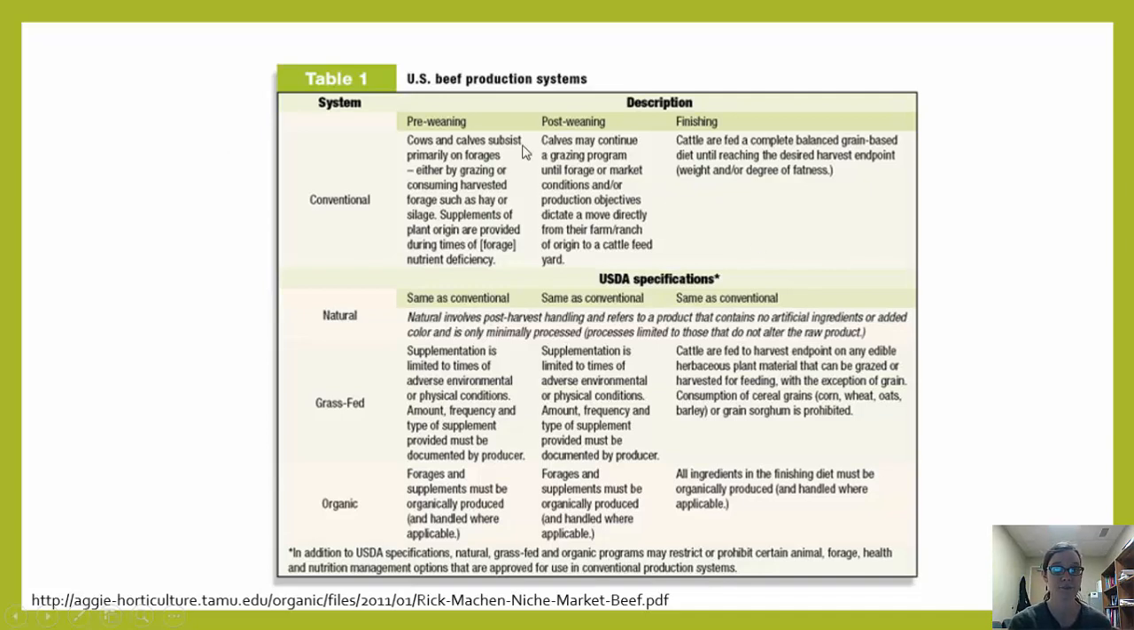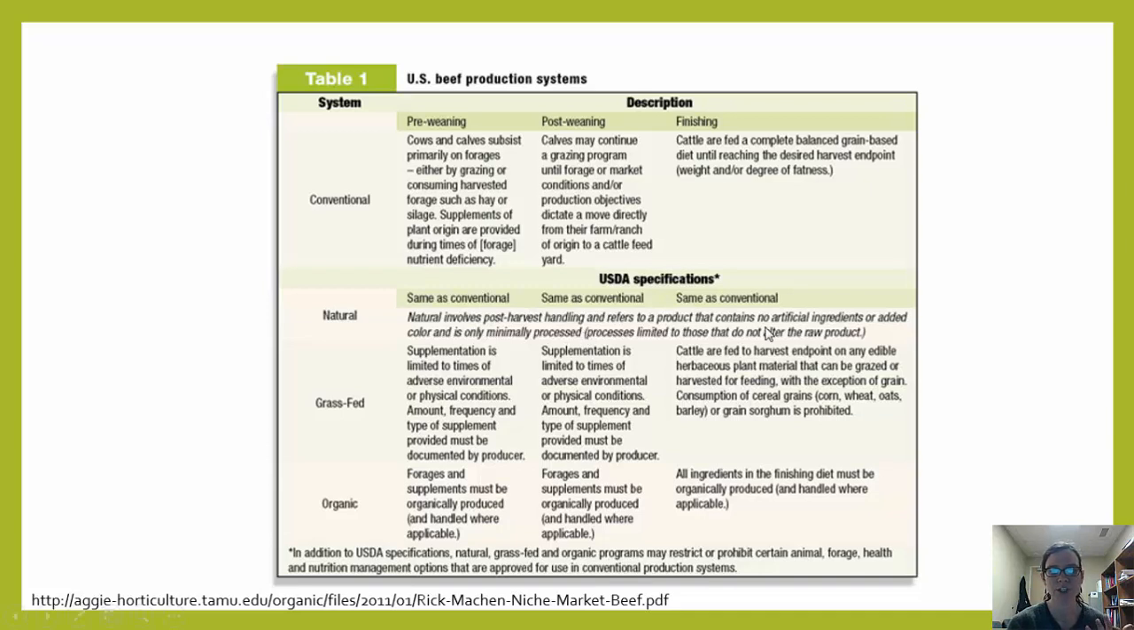pre-weaning, the cows and calves primarily subsist on forages, and then supplements are provided during times of nutrient deficiency. And then post-weaning, the calves may continue to graze, and at that point, they may be moved from their original place of birth to a feed yard or feedlot. And then the real stage that defines the conventional system, I think, is this finishing in which cattle are fed a grain-based diet until they reach the farmer's desired body size, and then they're harvested.